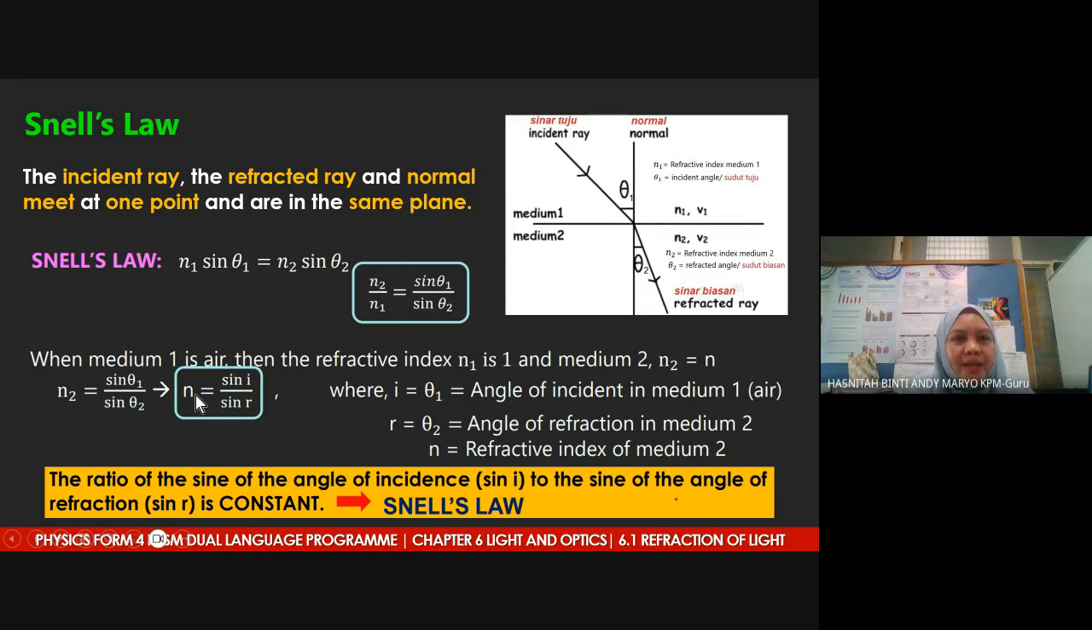So what is N? N is the refractive index. It is the ratio of sine I to sine R. If they ask you what is Snell's law, it is the ratio of sine I to sine R, and the value is constant. I repeat, Snell's law is the ratio of sine I to sine R. Later we will see examples of how to use Snell's law to determine angle of incidence, angle of refraction, or to find the refractive index of a medium.